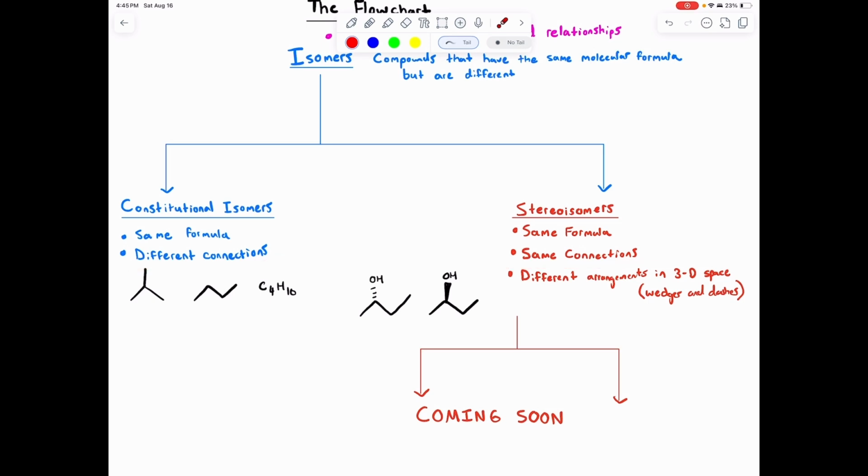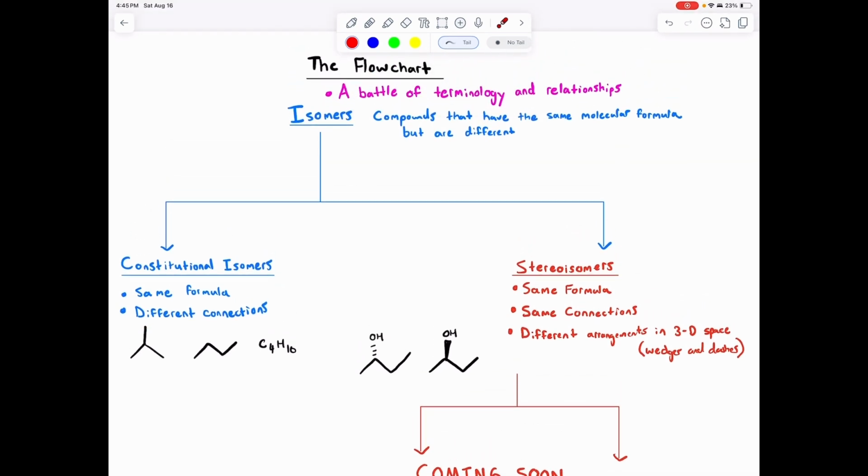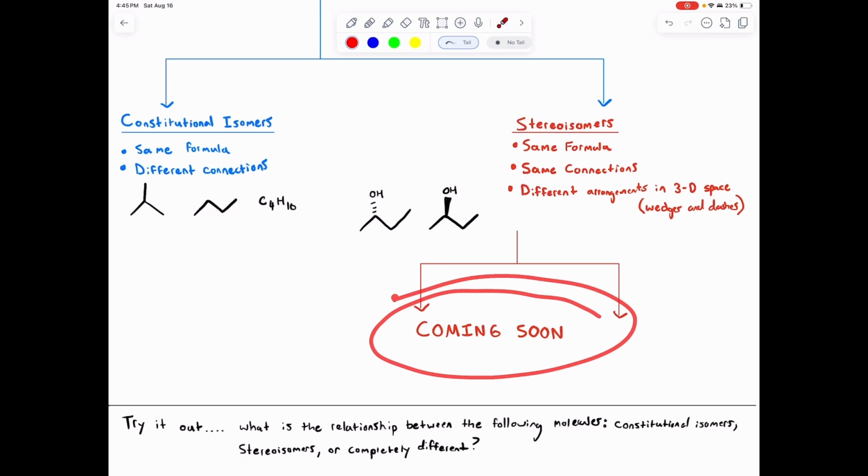The flowchart is set up for you to ask questions, and I'll show you how to ask questions with the flowchart. And of course, we have different types of stereoisomers coming. This is where the terminology really ratchets up. That's coming soon in later videos. We got to build our way up there.